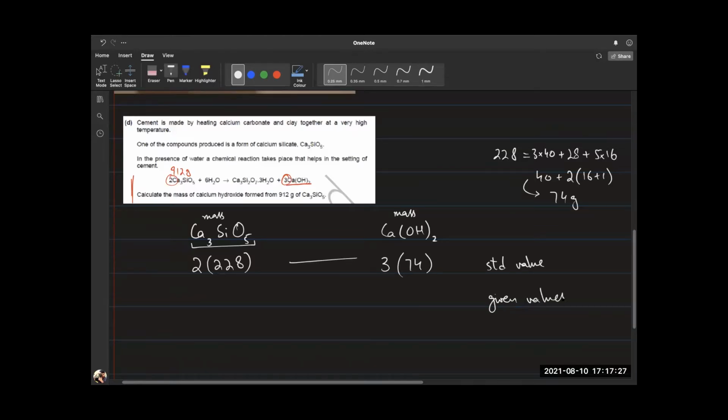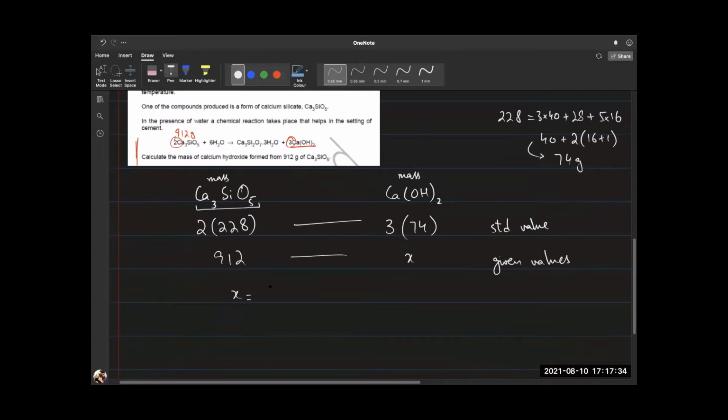Okay. So what do we have? We have 912 gram of this and we want to figure out X of that. And now it's pretty simple. X is going to be 3 times 74 times 912 divided by 2 times 228, which comes out to be 444. So 444 gram of calcium hydroxide is made.